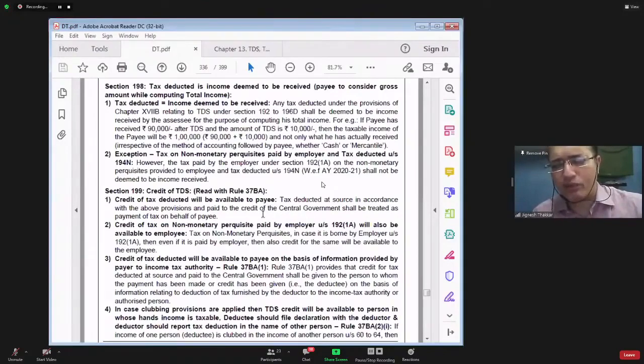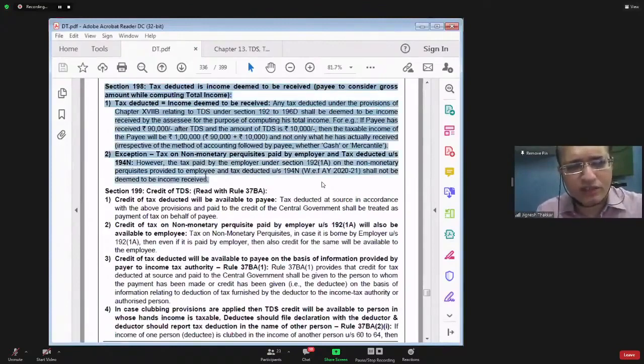Similarly, the payee has 2 duties. Even though he has received the net amount, what he should consider in his income is the gross amount. And from his tax liability, he should claim the credit for TDS deduction. So, even though he has received the net amount, he should consider the gross amount in his income. Where is this written? That is written in section 198.